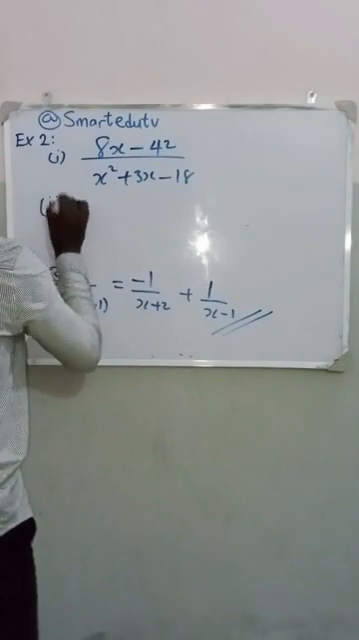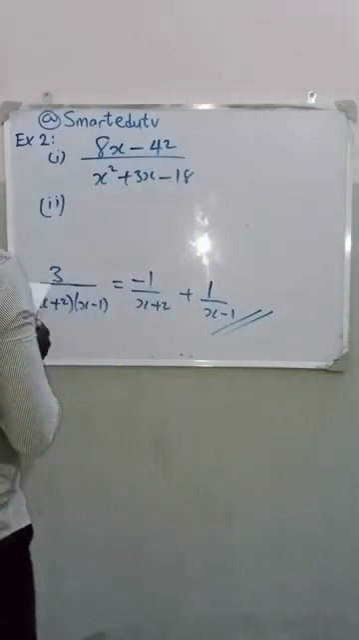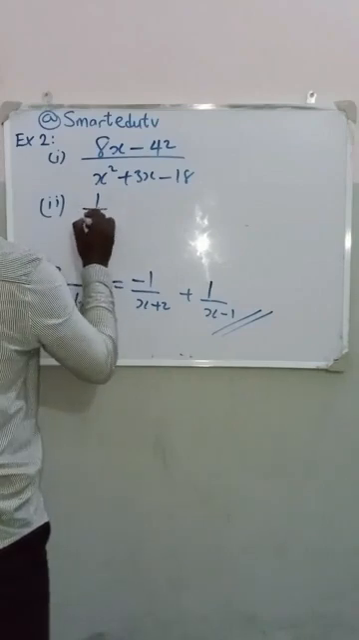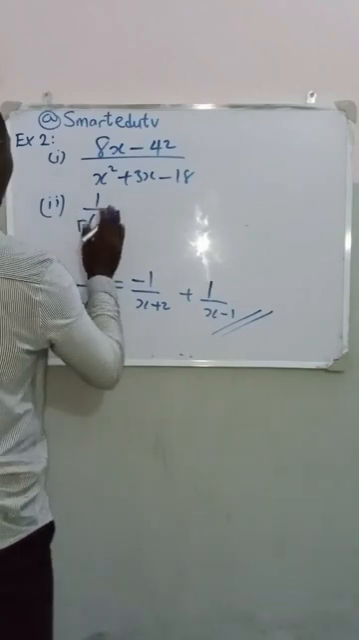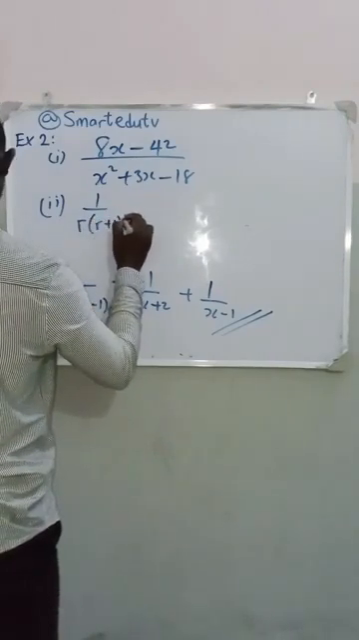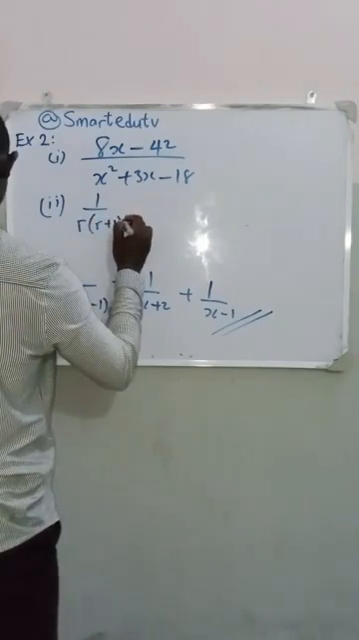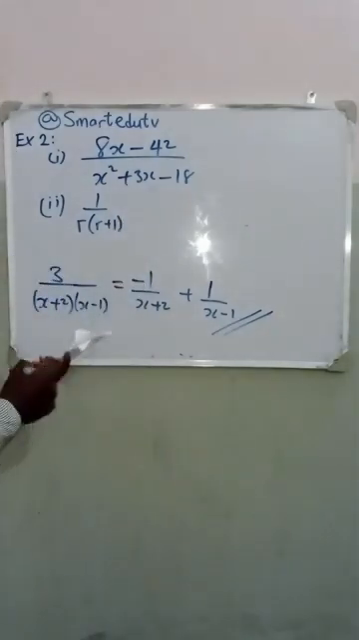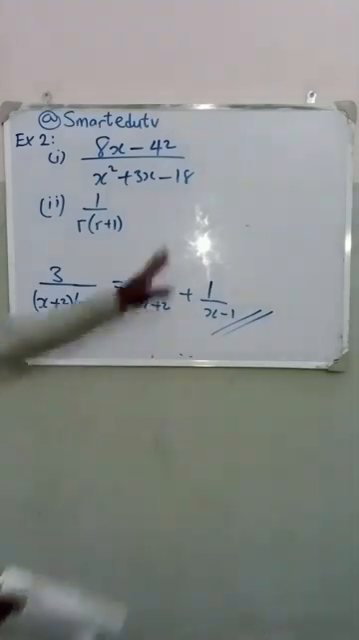And the second one, resolve it into partial fractions: 1 over r into r plus 1. Please, guys, let's do this together.